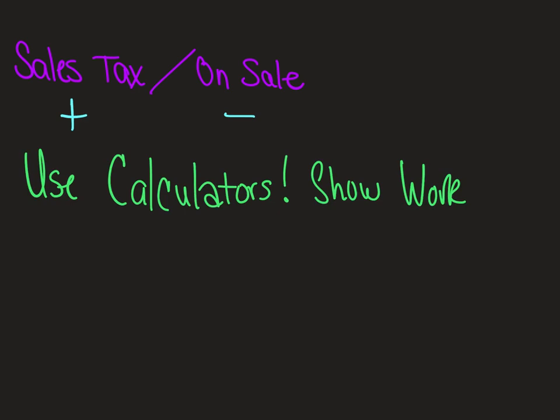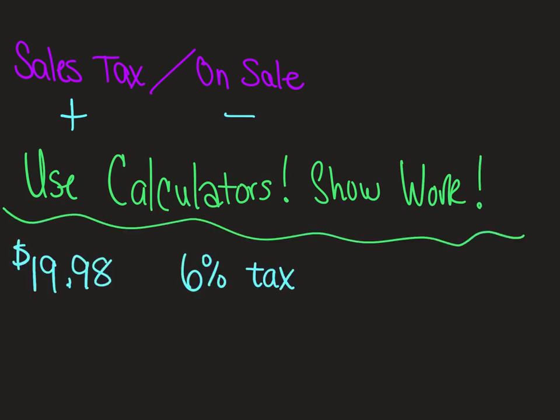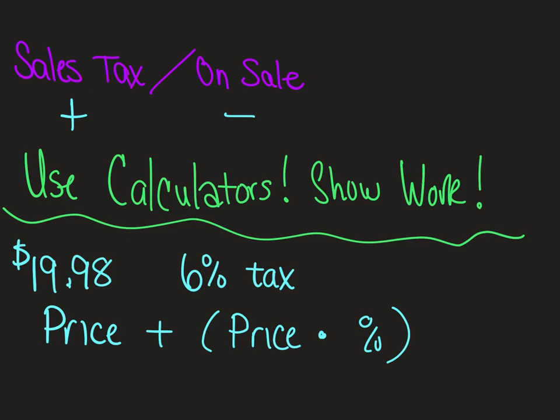This is going to be a day where you can use your calculators, but you still have to show your work. You have to write down what buttons you're pushing. Let's suppose we have an item that's $19.98, and we have to pay 6% sales tax. Our formula is we're going to take the price and add it to price times percent.